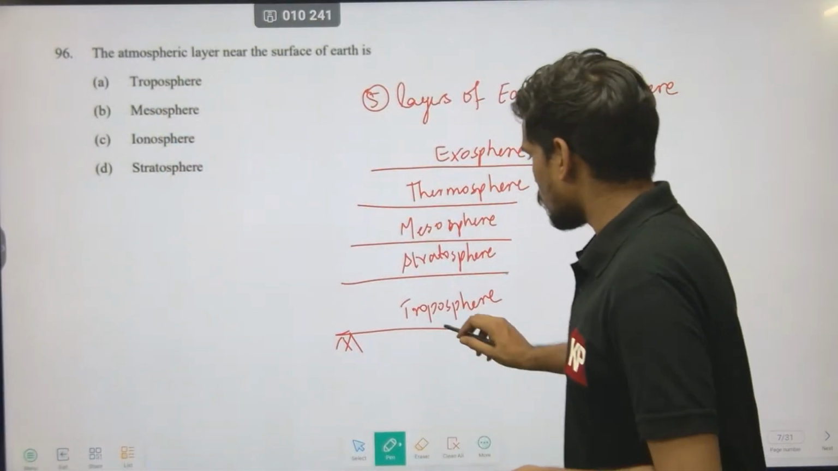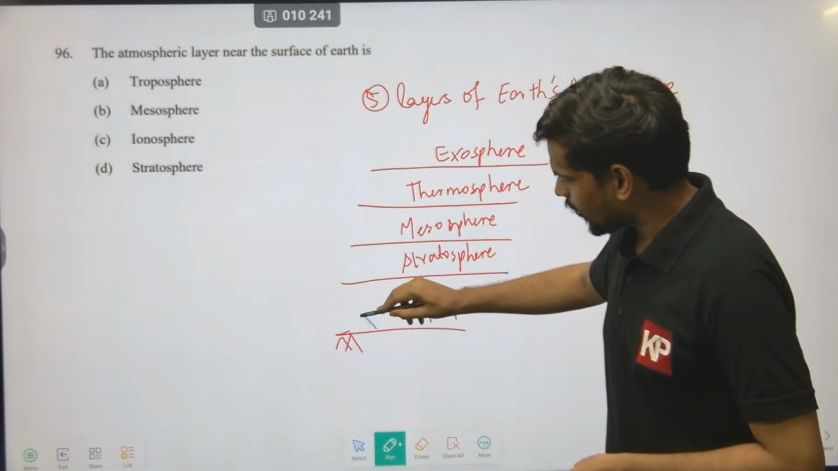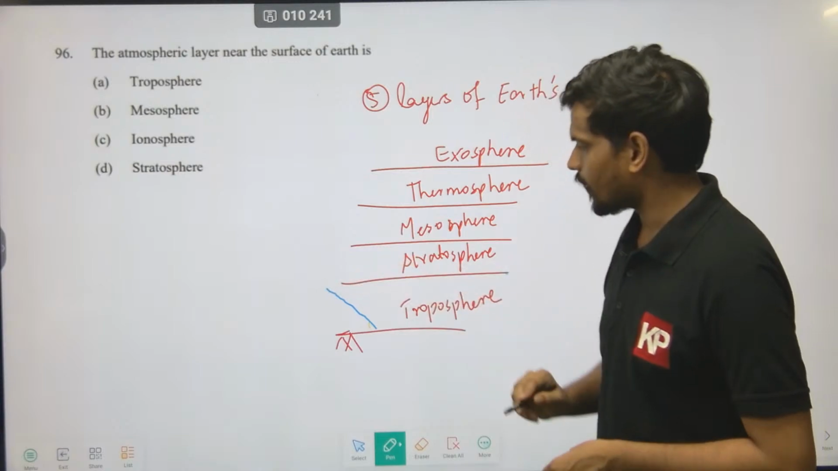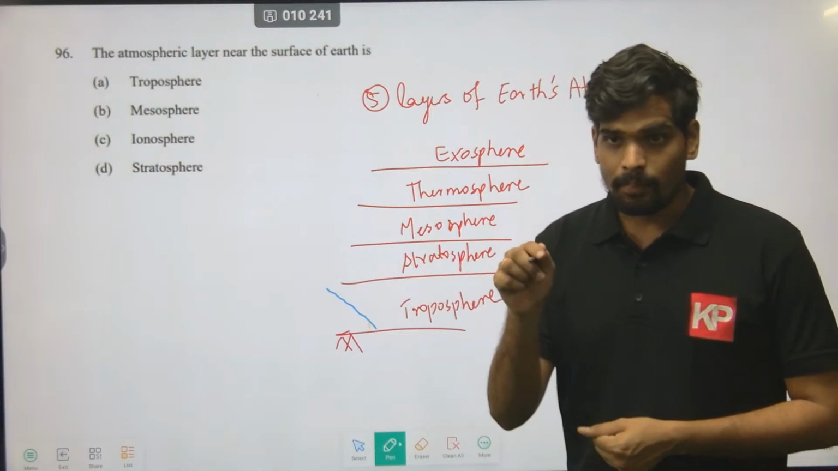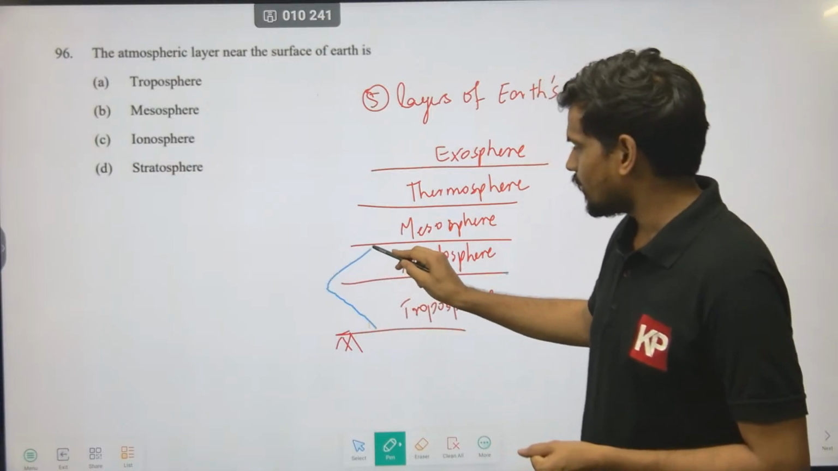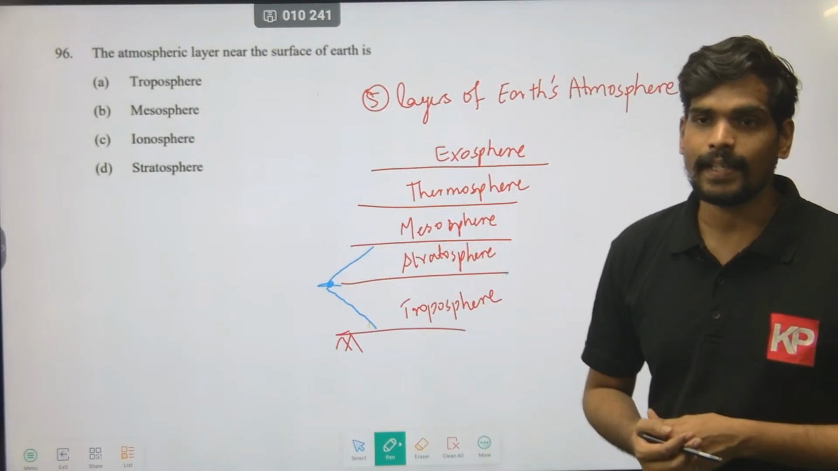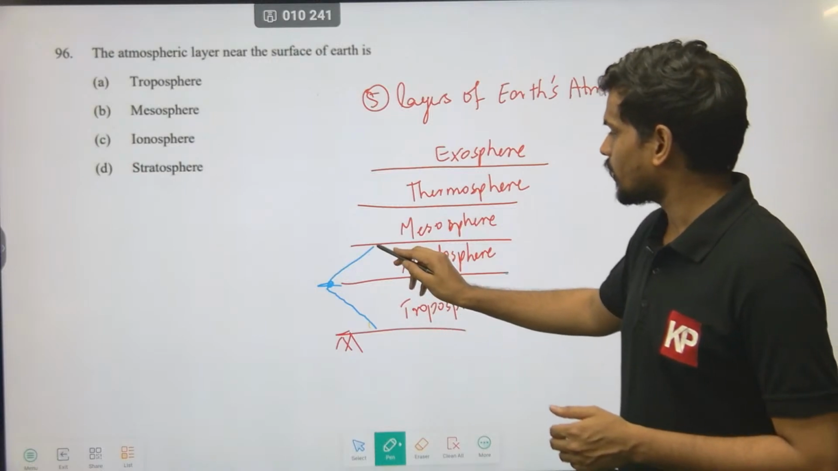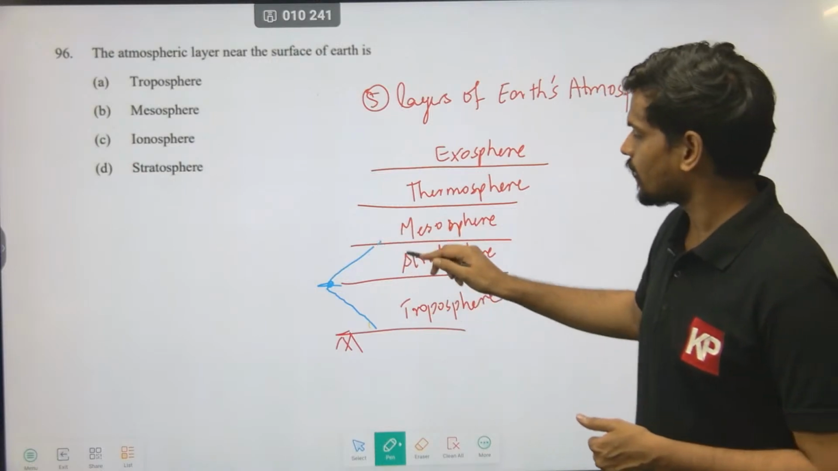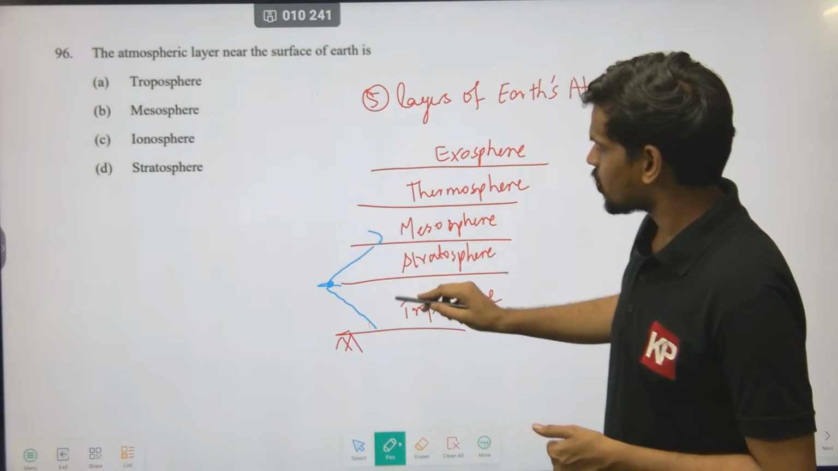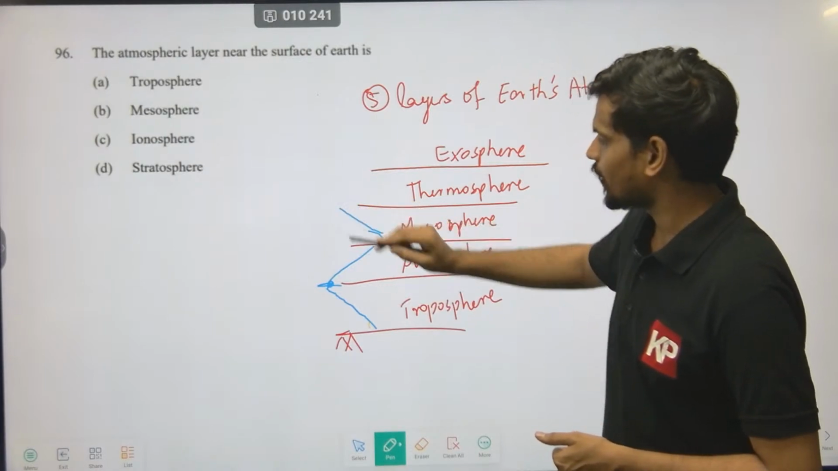So basically in the troposphere, as the altitude increases, the temperature keeps on reducing till a point. After a point, the temperature starts to rise again. So that point where the temperature rise starts, that's called the beginning of the stratosphere, and this continues till the top of the stratosphere. After that, the temperature again will change and it will start to reduce as you increase the altitude.